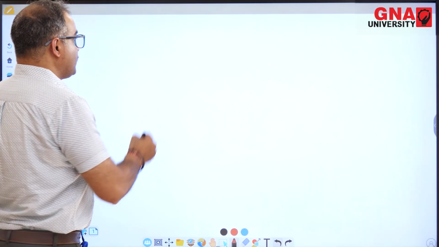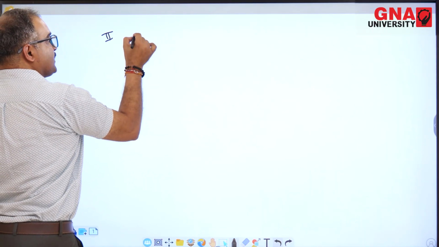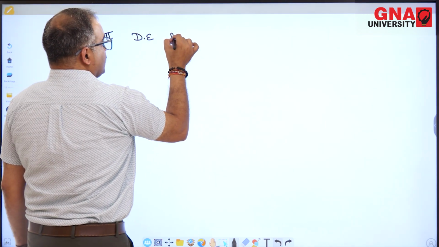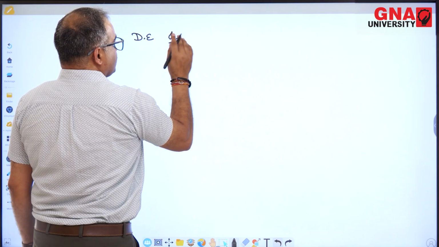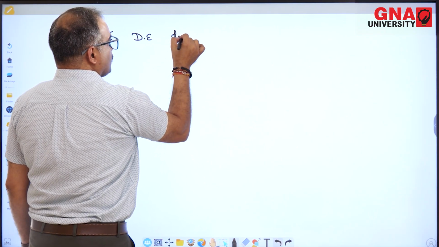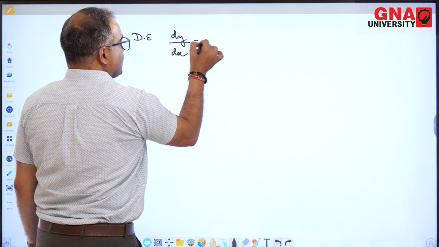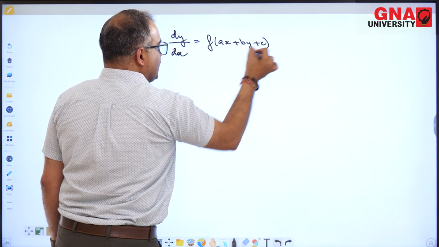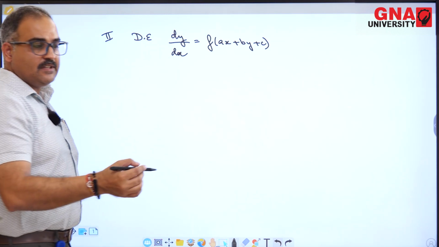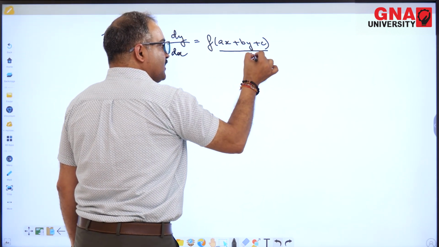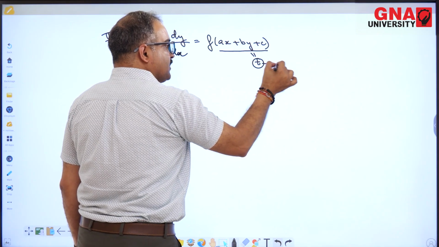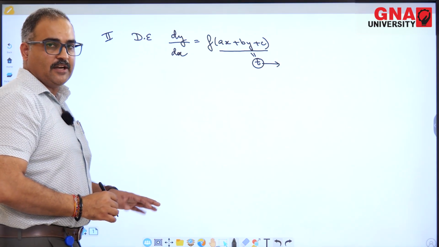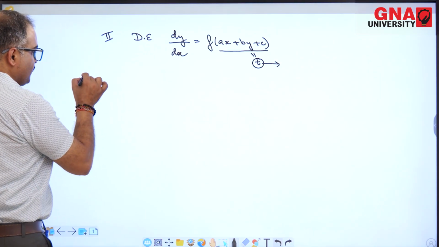Now coming to the second type, type 2, that is differential equations of the type dy by dx is equal to f of ax plus by plus c. In such type of equations, what we need to do is substitute this part equal to t, and we'll convert all of the question in terms of dy by dt or dx by dt depending upon the situation. So let us take a question from that part.